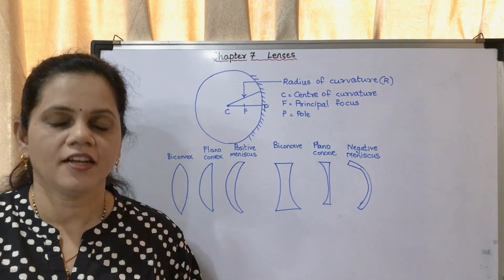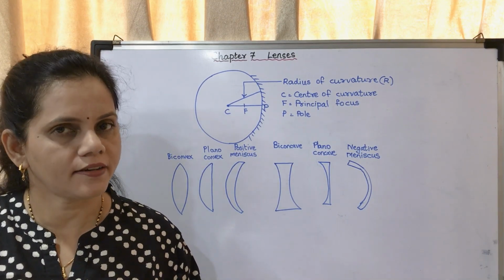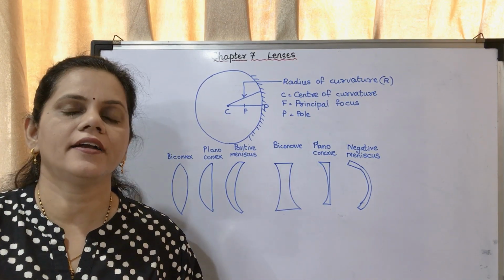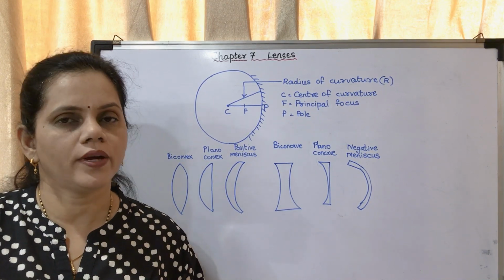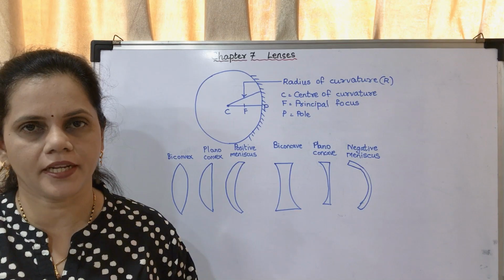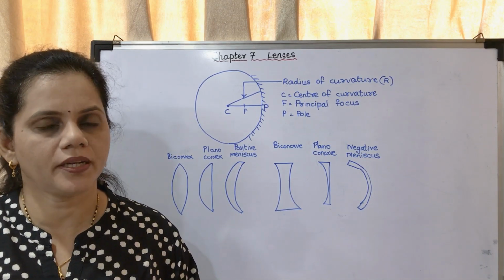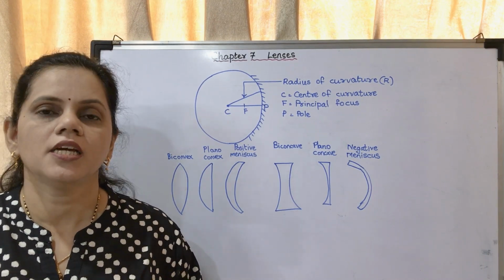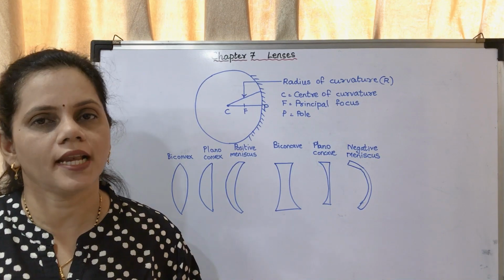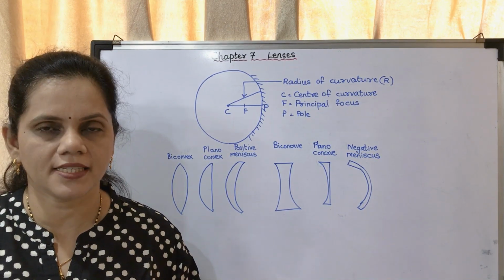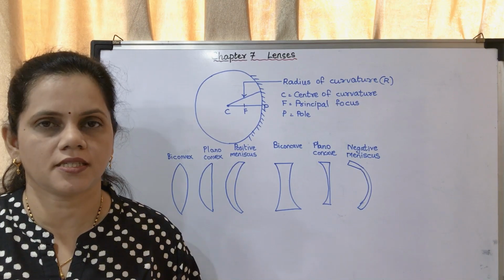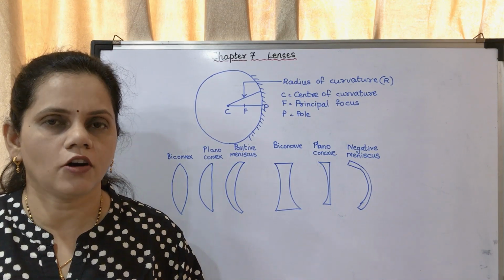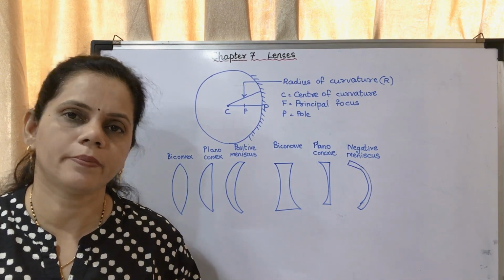We have finished with chapter 6, refraction of light. What is the difference between reflection and refraction? Reflection is the bouncing back of light rays, and refraction is the bending of light when it passes from one medium to another medium. We studied different phenomena which occur in nature due to refraction of light. In this chapter we are going to study lenses, different types of lenses, and how to draw and obtain images of different objects when they are kept at different positions.